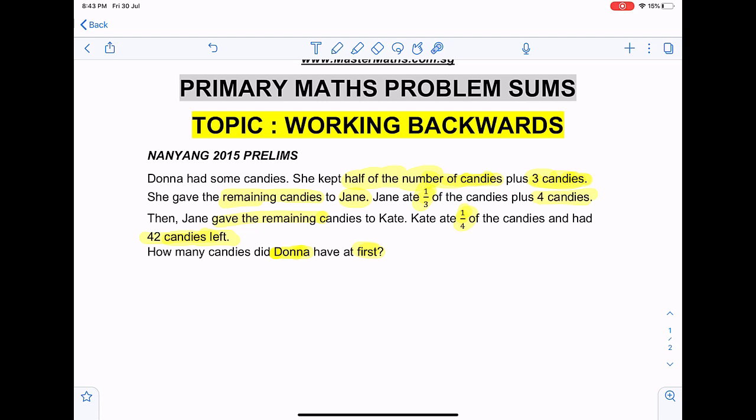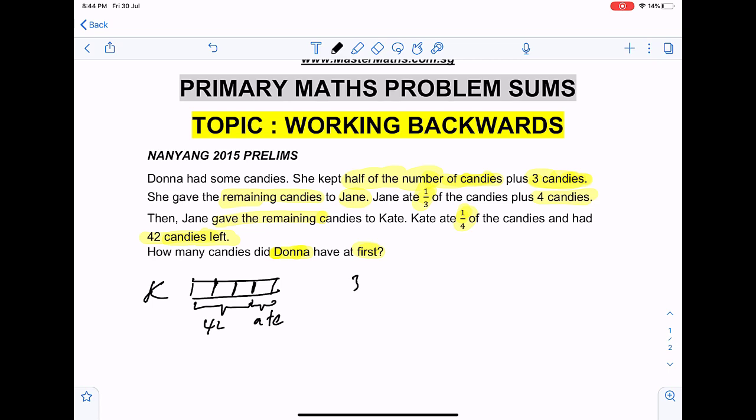Now, the way to approach this question is to work backwards. We need to investigate what is Kate's amount of candy first, and then move backwards to Jane, and then move backwards to Donna. Now for Kate, let's see what's happening for her. She has 4 boxes of candy, out of which she ate 1 of it. So this part she ate. And these 3 boxes is what she's left with. So this will be 42.